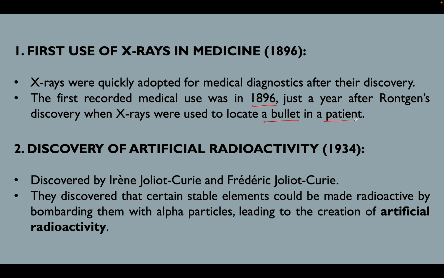Now, the second milestone is the discovery of artificial radioactivity, in 1934. It was discovered by Irene and Frederick. I don't know how to pronounce this one. I think it's Joliot-Curie. They discovered that certain stable elements could be made radioactive by bombarding them with alpha particles, leading to the creation of artificial radioactivity. This discovery opened the door to the production of radioactive isotopes for medical and industrial use. And it was a precursor to the development of nuclear reactors. So that is the second milestone.